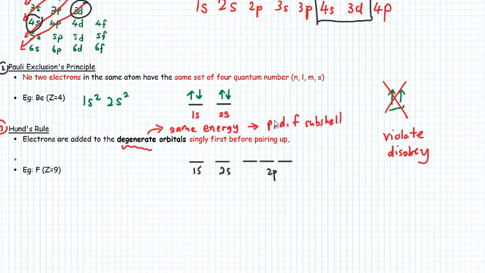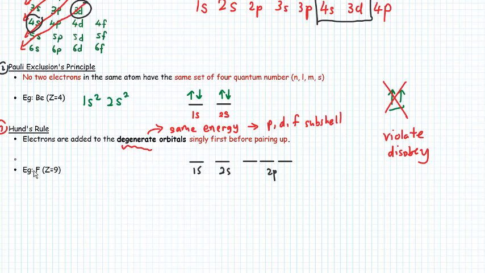If you still remember, in the p subshell, we have three orbitals: negative one, zero, positive one. In the d subshell, we have five orbitals, and in the f subshell, we have seven orbitals. So when you have more than one orbital, you will have degenerate orbitals. There is no degenerate orbital for s, because for the s sublevel, you have only one orbital.